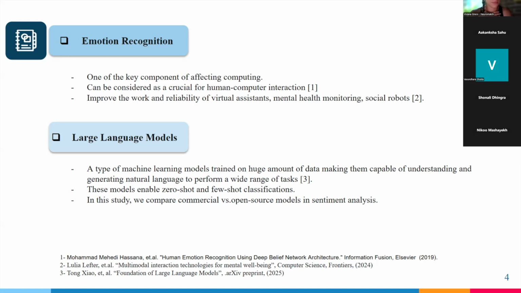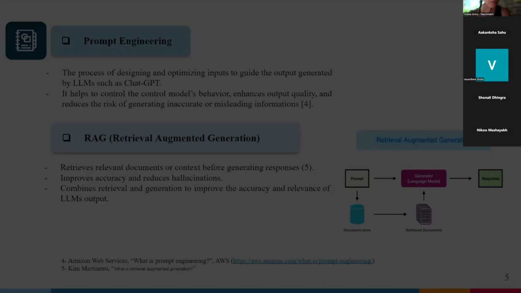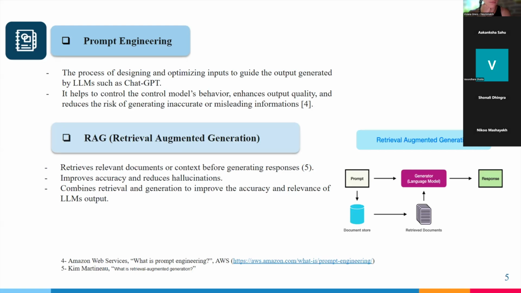In our project, one of the things that we are comparing, as mentioned in our project title, is how commercial models like GPT perform compared to open source models in recognizing emotions from text. There are also two important techniques that we use in our study. One of them is prompt engineering, and the other one is retrieval augmented generation, in short RAG.